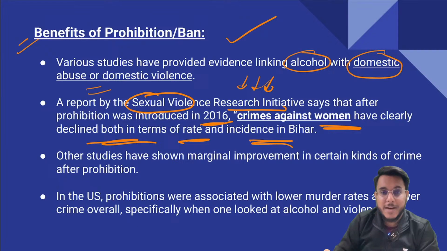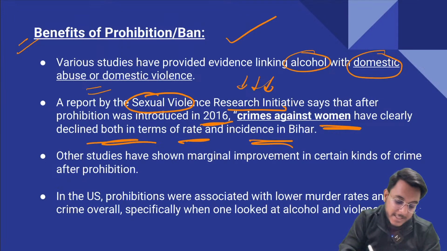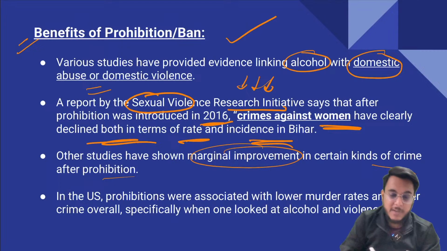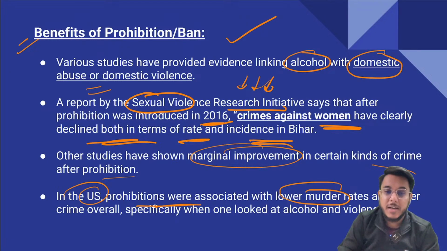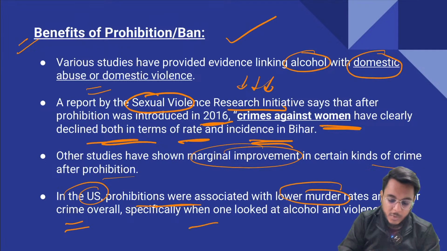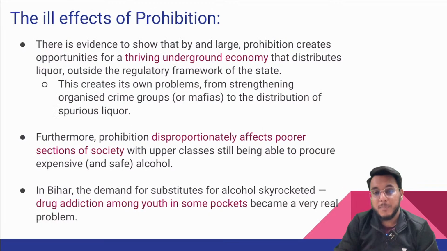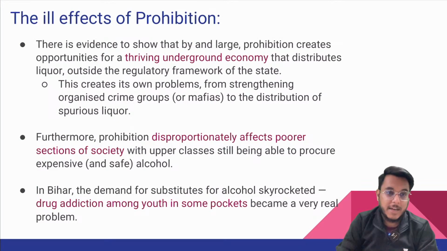Moreover, other crimes also reduce when alcohol consumption reduces, because many times people commit crime in a state of intoxication. We see marginal improvements in other kinds of crimes, and in the US also, prohibition is associated with lower murder rates and lower crimes. So an alcohol ban is not completely undesirable, and it can be enforced.